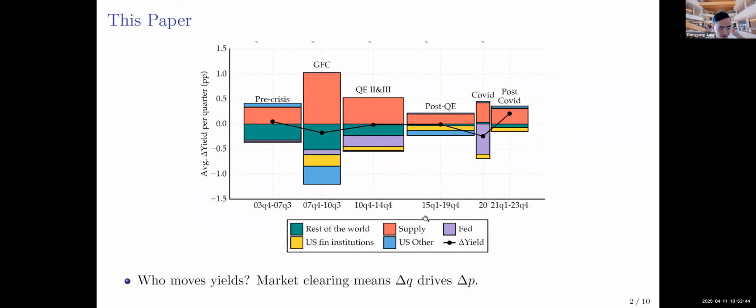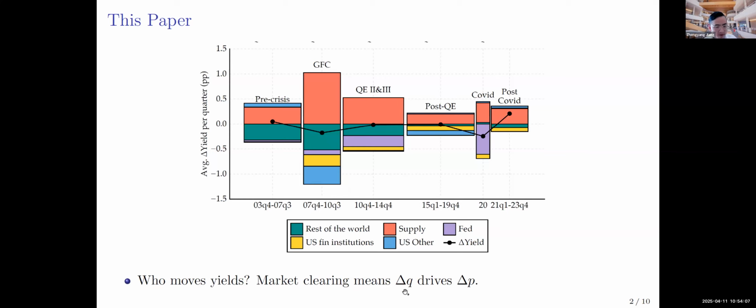So the answer this paper puts forward is to change the question from what moves yields to who moves yields. So the idea is the following. It has two steps. The first one is, given that we can have fairly comprehensive data on holdings, we know how different agents rebalance their treasury portfolios. So we have information about their delta Q.